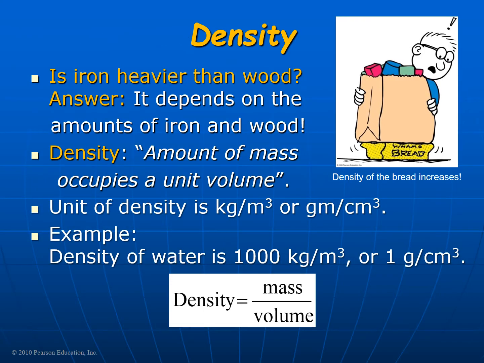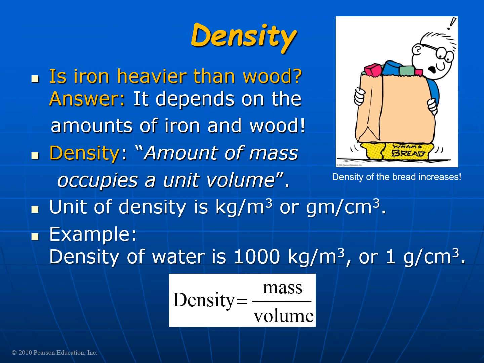Now let us go to another property of the solid, density. Question: is iron heavier than wood? Answer: obviously, it depends on the amount of iron and wood concerned. What is density? Density is the amount of mass occupying a unit volume. It can be calculated using this equation: density equals mass divided by volume. The unit for density is kilogram per meter cubed in SI units, or gram per centimeter cubed in CGS units.